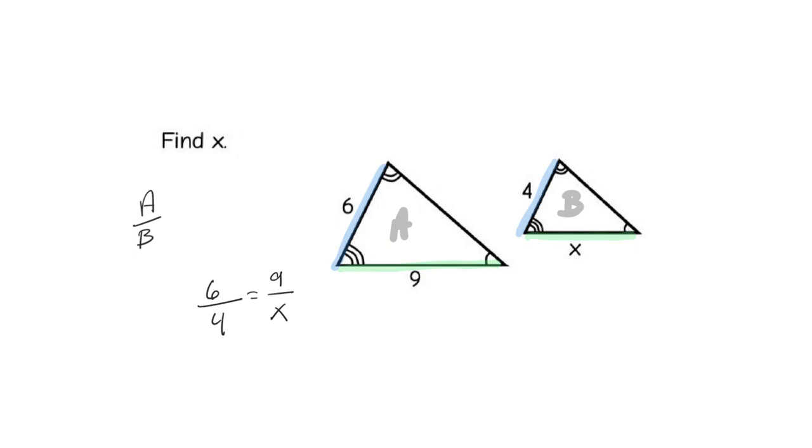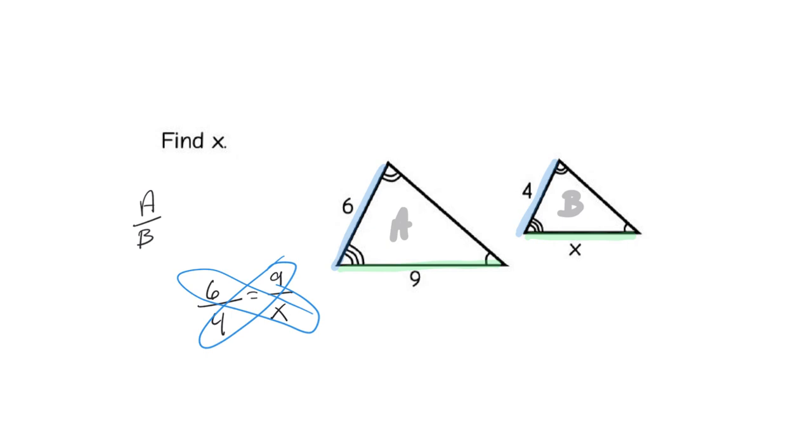So one way I can do this is I can look at it and go, okay, from 6 to 9, what do I times by, or how did I get there? And then do the same from 4 to get x. Or I can set up a proportion this way. Go ahead and go like this, cross multiply and divide to solve.